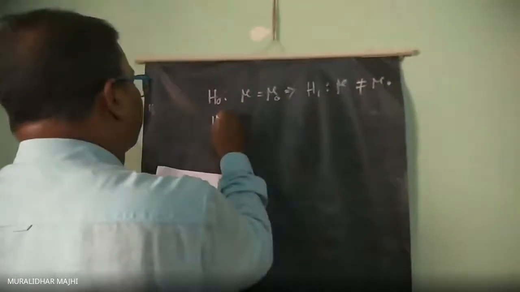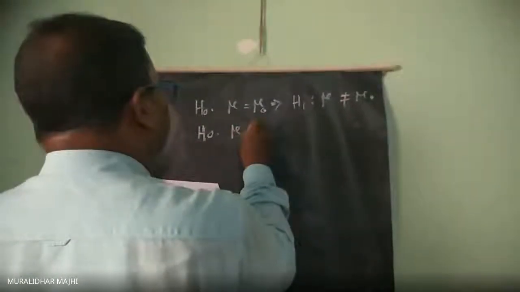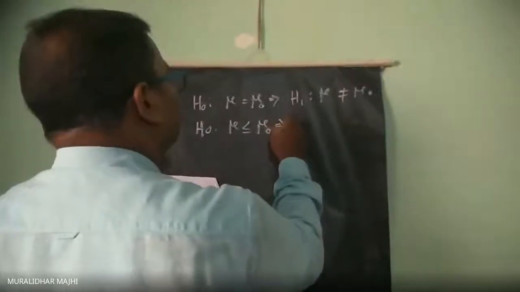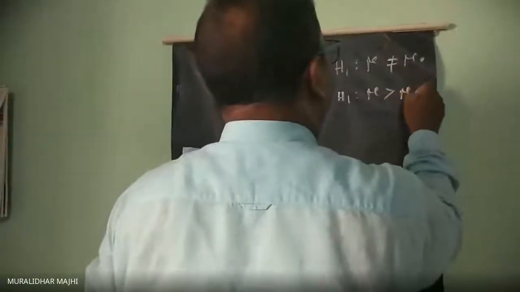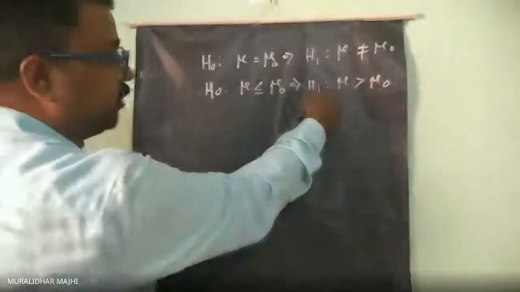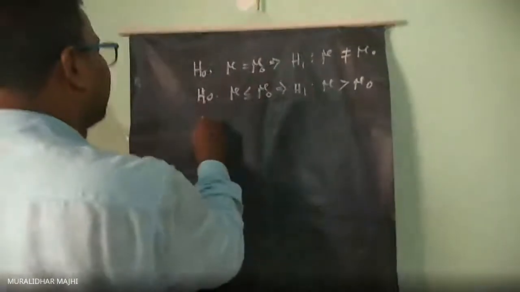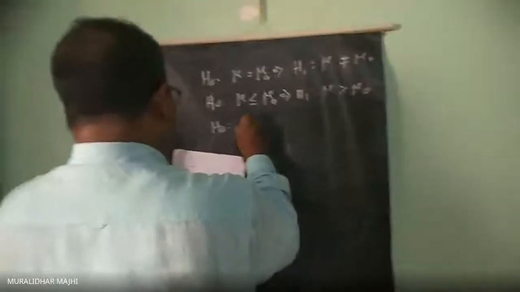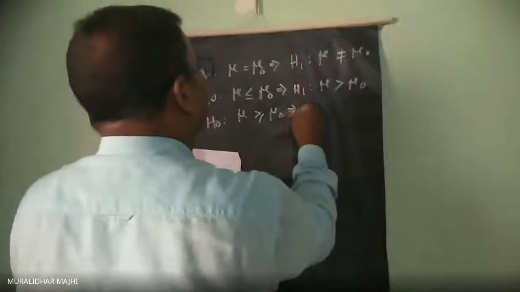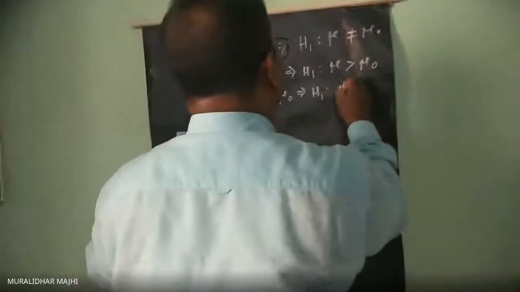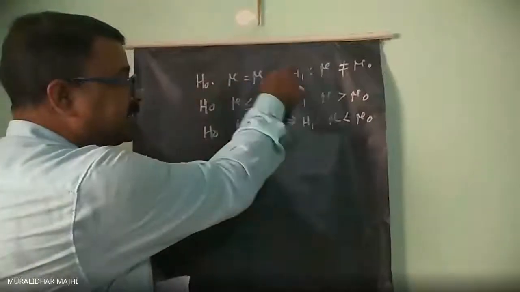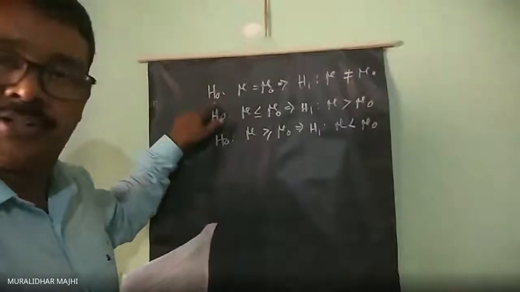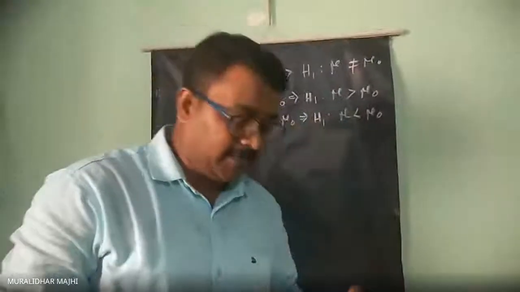Secondly, if the null hypothesis is mu less than or equal to mu zero, then your alternative hypothesis will be mu greater than mu zero. There is only one option left, so this will be your alternative hypothesis. Another case: if the null hypothesis is mu greater than or equal to mu zero, then your alternative hypothesis will be mu less than mu zero. This is how we can write down the relationship between the null hypothesis and alternative hypothesis. H0 is null and H1 is your alternative hypothesis.